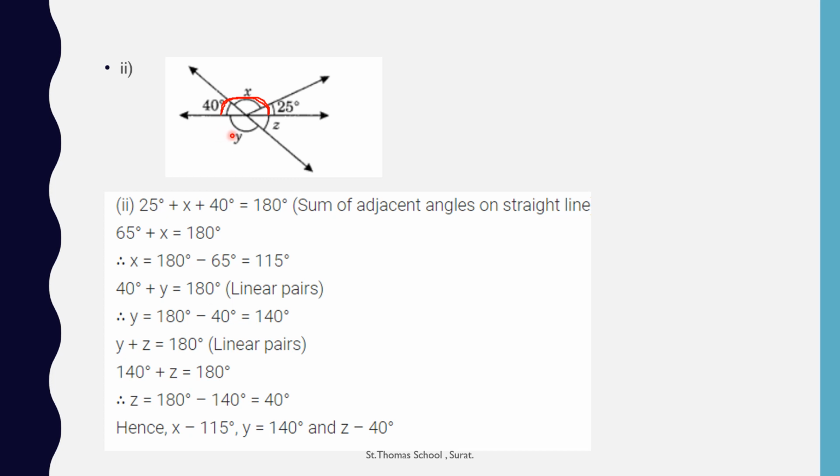Again, we can say that y plus z is 180 degrees because this is a straight line. So y we got 140 degrees. So 140 degrees plus z is equal to 180 degrees. This is plus 140, if it goes here, it becomes minus 140. So 180 minus 140, that is 40 degrees. So what is the value of x? X is equal to 115, we already got. And y is equal to 140 degrees and z is equal to 40 degrees. It's clear?